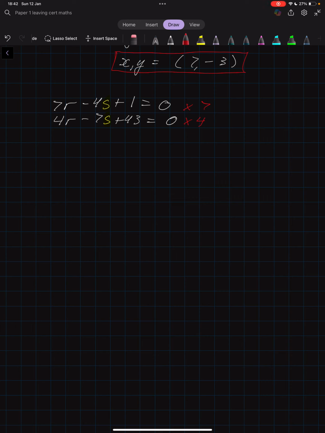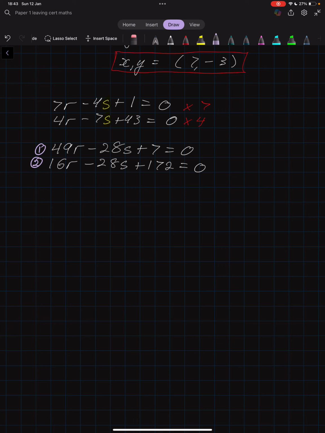So if I multiply the top one by 7, I'm going to get 49r minus 28s plus 7 equals 0. And now if I multiply the bottom one by 4, I'm going to get 16r minus 28s plus 172. And that equals 0. Now I'm going to call this equation 1 and this equation 2. I'm going to do equation 1 minus equation 2.